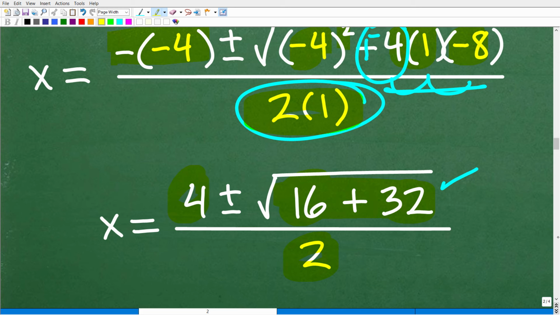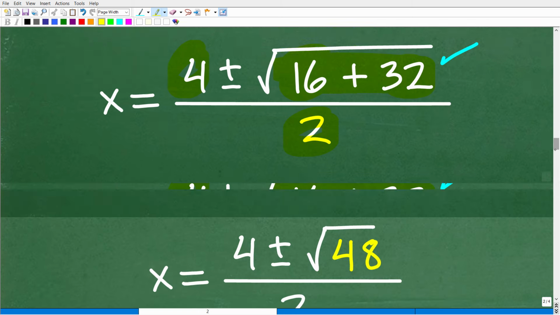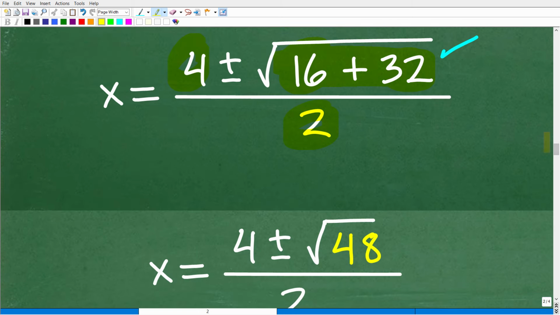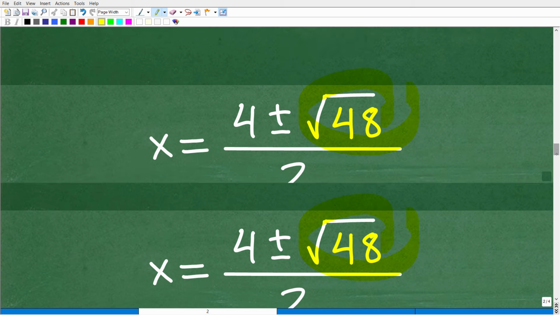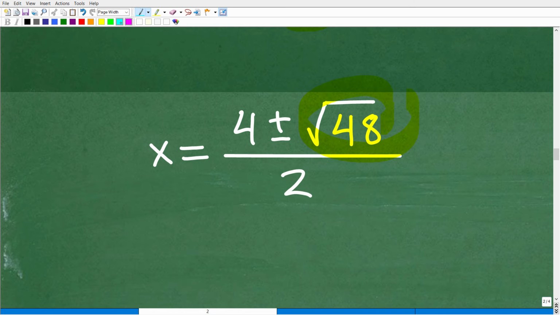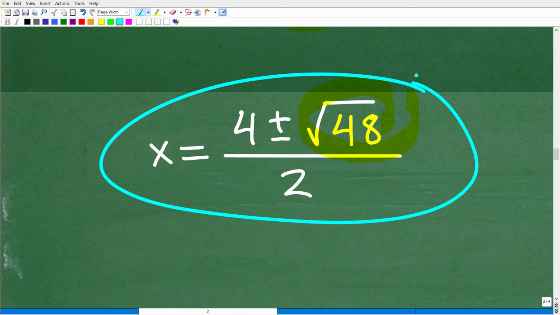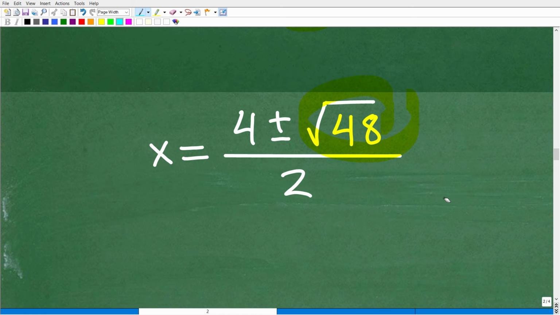All right, so let's continue to move forward because we still got a decent amount of work here. So 16 plus 32 is 48. Now, some of you might be saying, well, this looks pretty good. Maybe we are finished right here. Well, no, we are not. We actually got a good amount of work to finish.